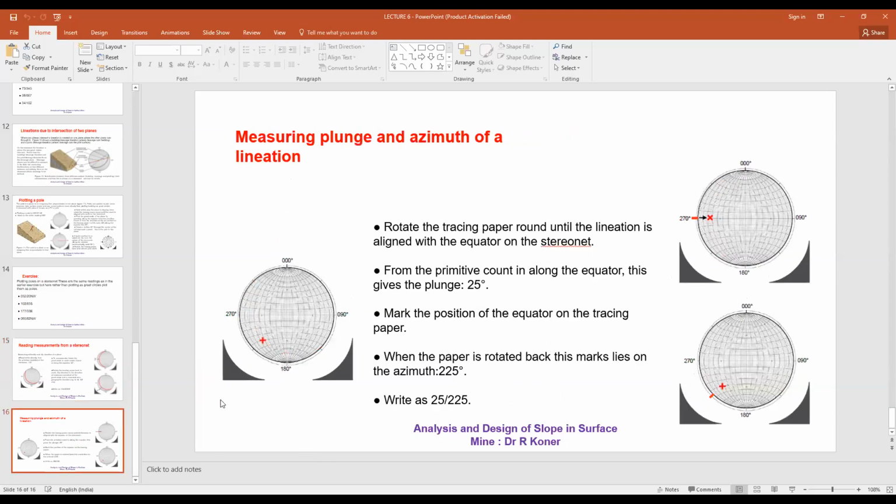Similarly, for the plunge and azimuth, I have already shown. This is the line. Rotate the line along the equator and mark the line. The amount is the plunge, and this particular line, after rotating back, that is the azimuth. Up to this, it is clear. Yes, sir.